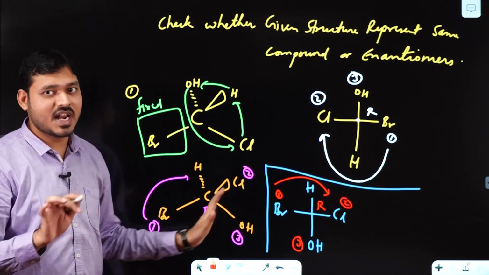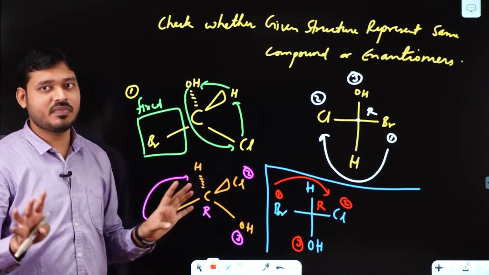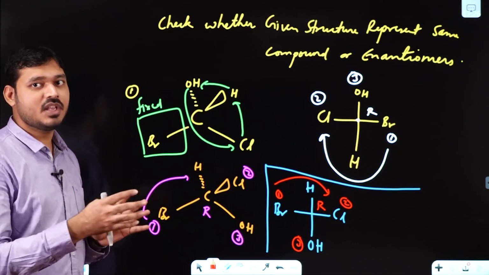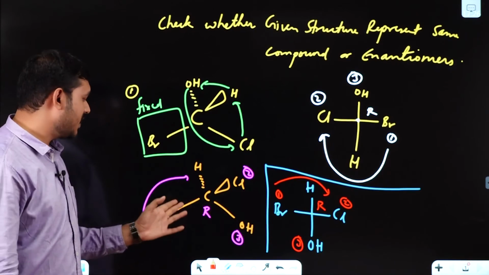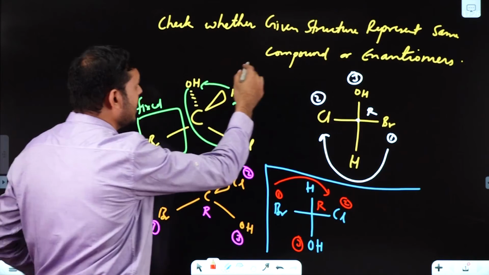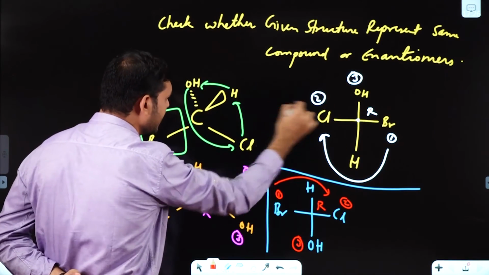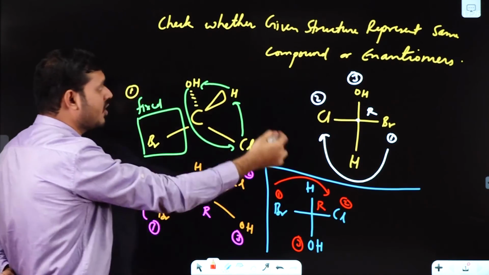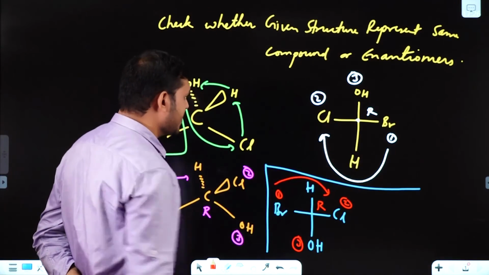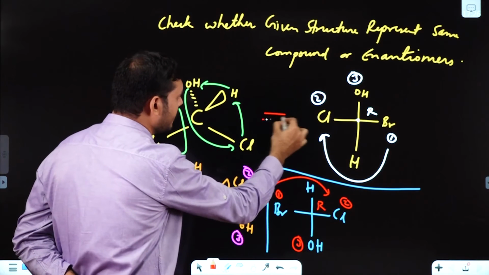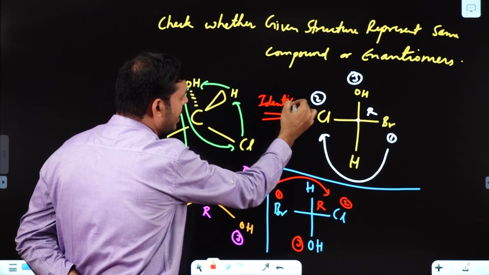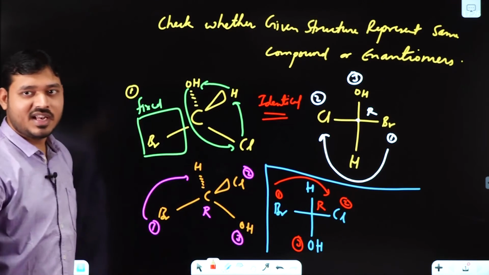So guys, you can see using this method or this method, we are getting the same. Means both the methods are applicable. You can use any one of them as per your suitability and comfort. This method or this method, configuration is R here, here also R. Now the question was, check whether the given structures represent the same compound or enantiomers. As this has configuration R and this is also configuration R, we can say they are identical. Okay, clear to everyone?